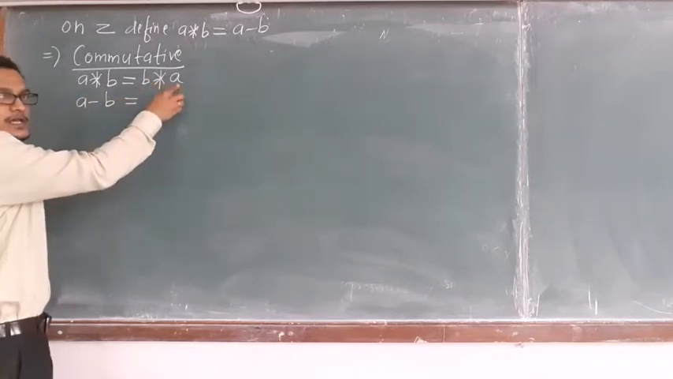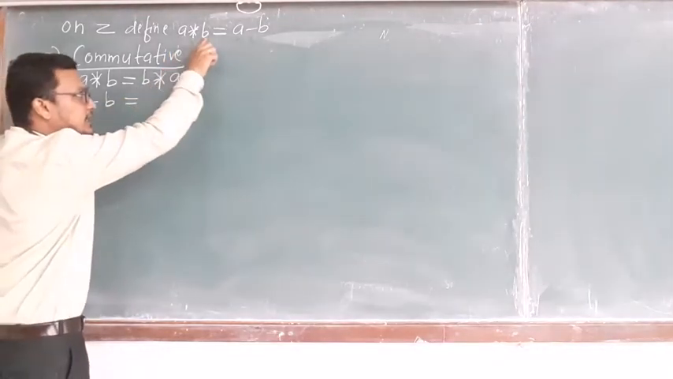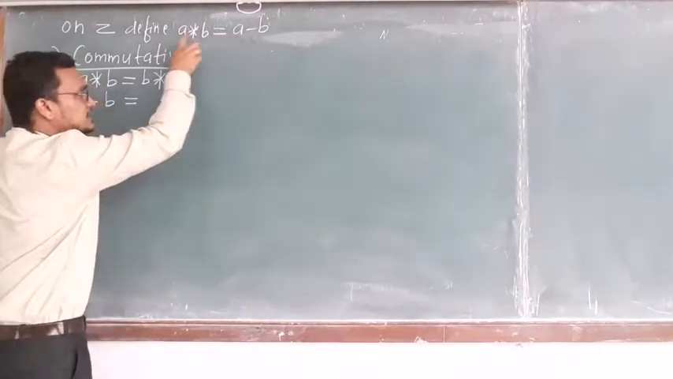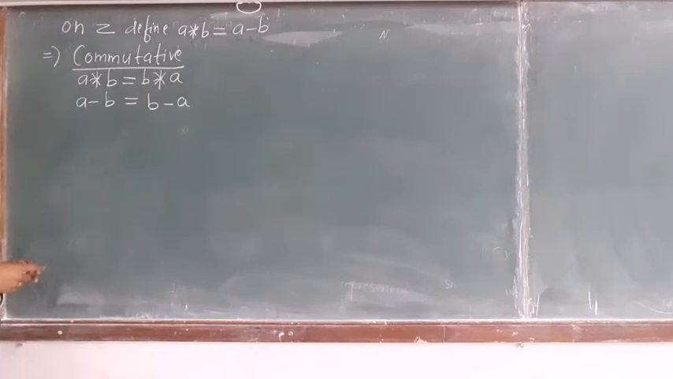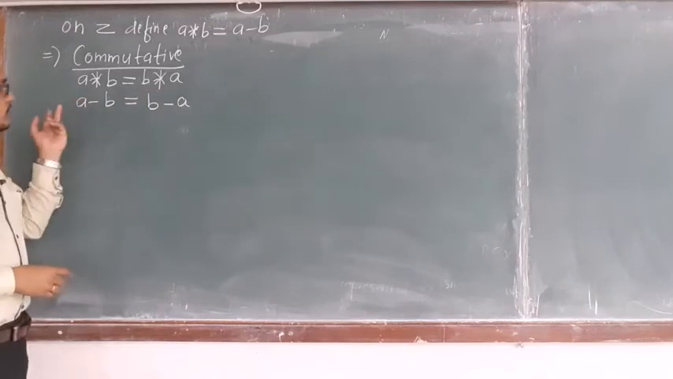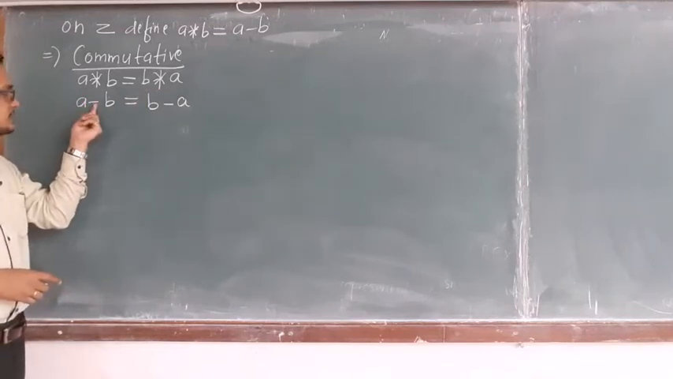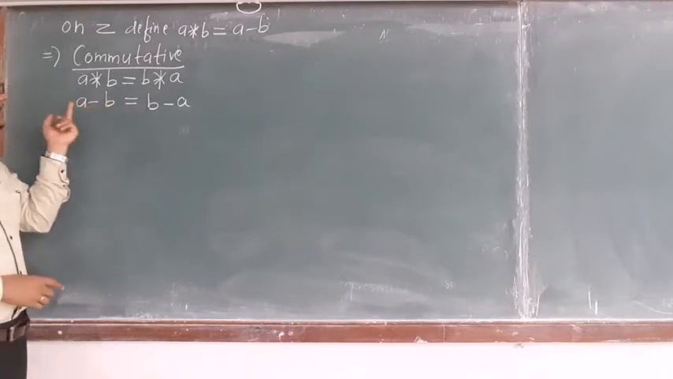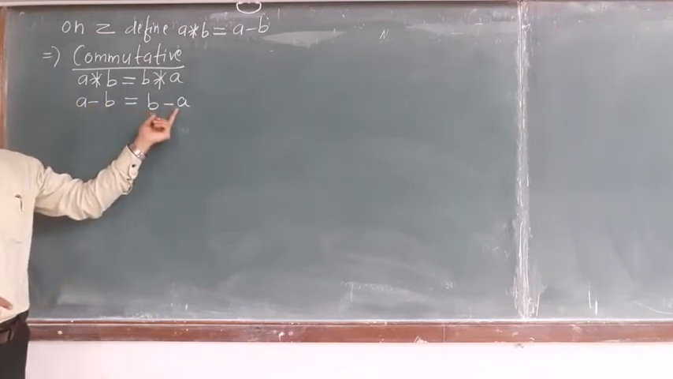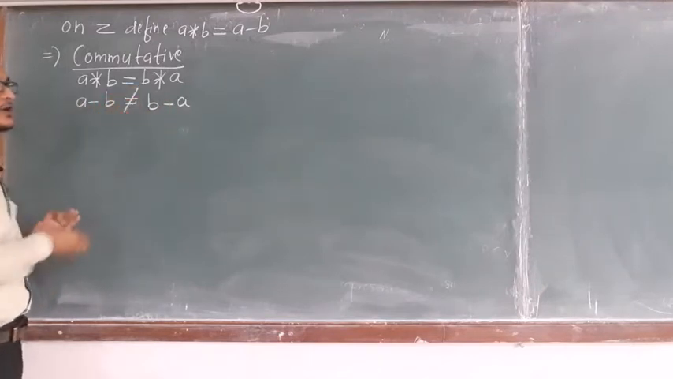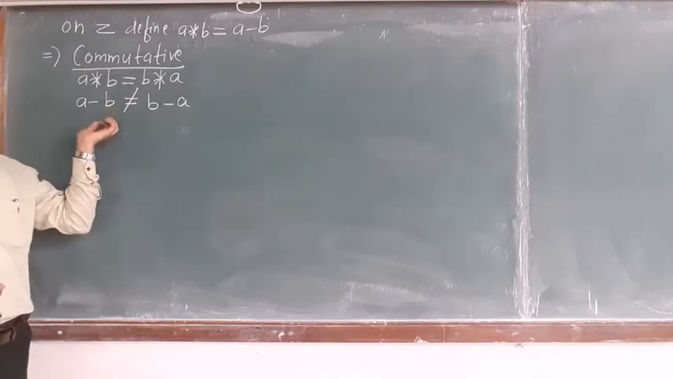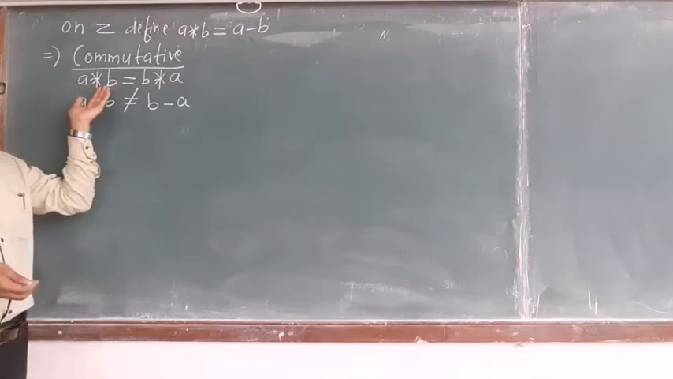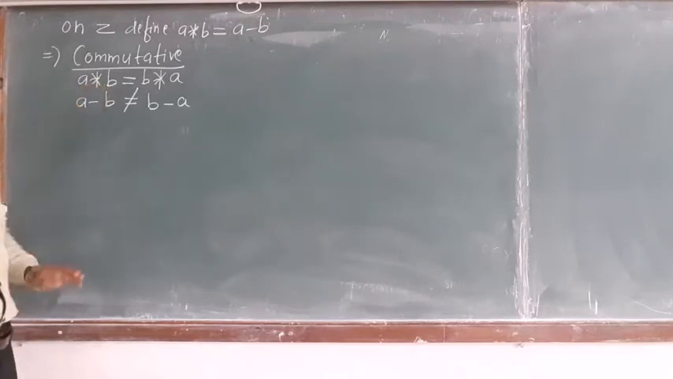Then what is b star a? If a star b is a minus b, then b star a is b minus a. Now if you observe, here it is minus b, there it is plus b, here it is plus a, there it is minus a. Therefore, they are not equal. If you are not sure whether they are equal or not, instead of a and b you can put numbers.